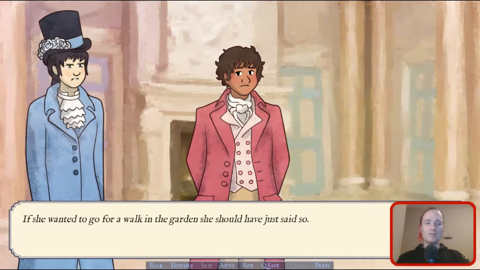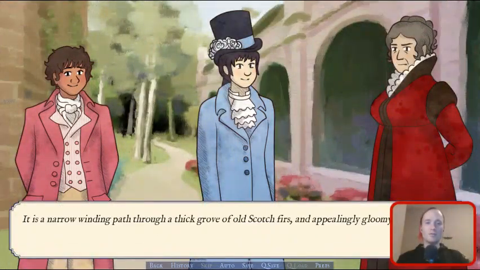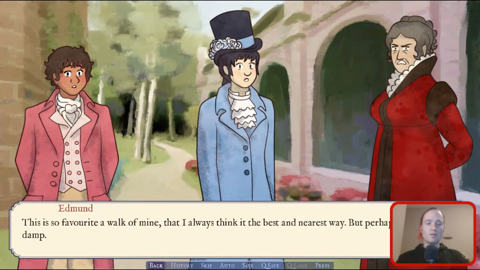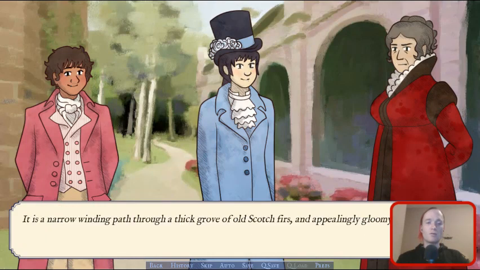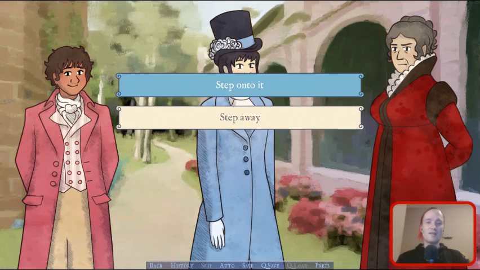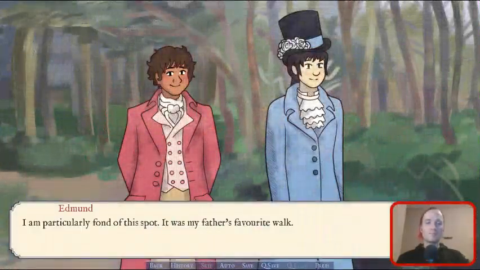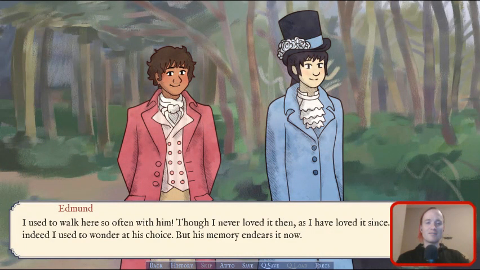Okay, skipping through all this. Apparently, I don't think the mother is very impressed with us. Oh. Okay. This is a favorite walk of mine that I always think is the best and nearest way, but perhaps it may be damp. It is a path through a thick grove of old Scots firs and appealingly gloomy. Okay, we're going to go into it. Step onto it. Yeah, we're going. The rays of sun are not too cheerful for me, and I will meet you by... Ooh, we are unchaperoned.